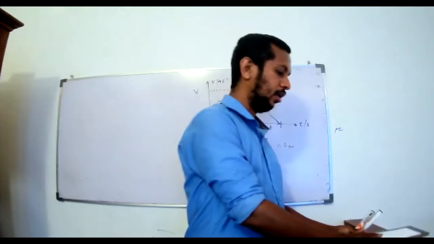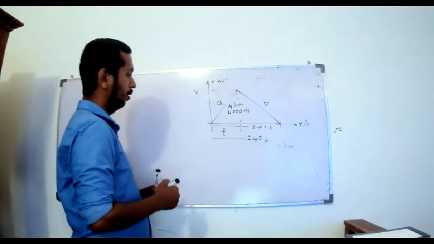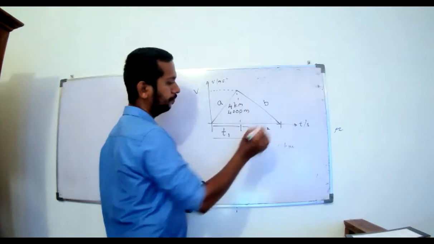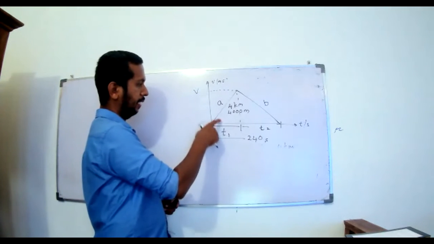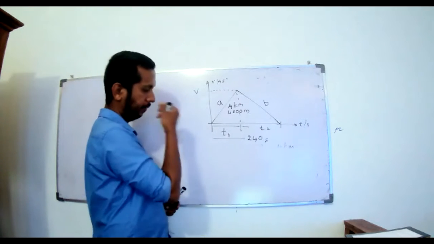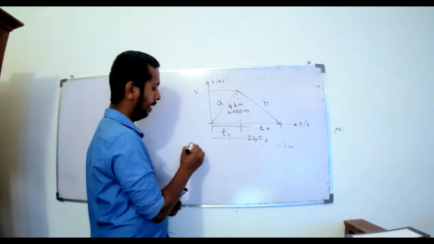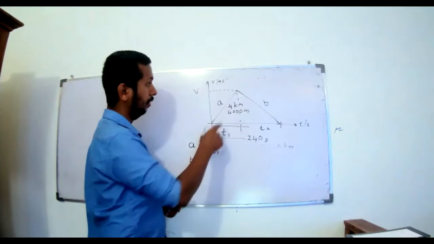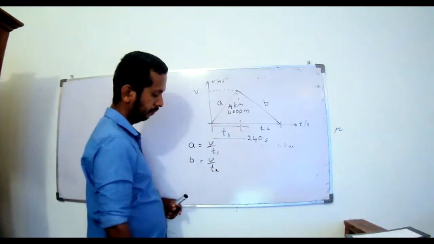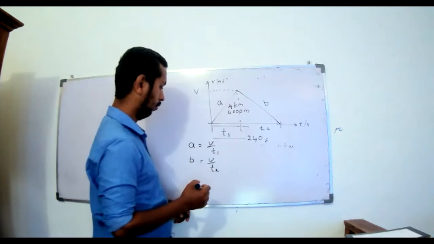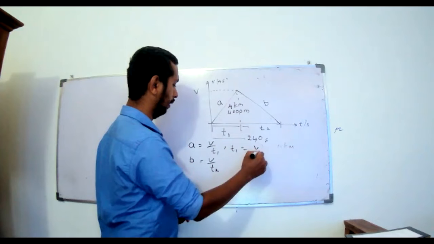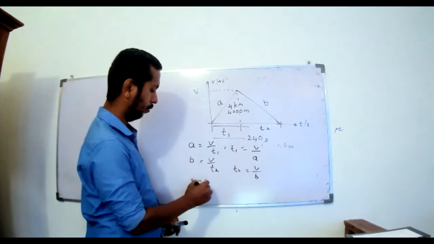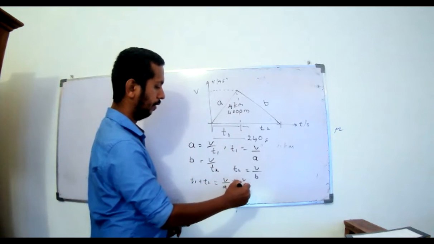We are asked to show that 1 over A plus 1 over B equals 7.2, right? So I am going to take the times as T1 and T2. The time under acceleration is T1, and under deceleration is T2. A is equal to the gradient, V over T1, and B is equal to V over T2. So T1 is equal to V over A, and T2 is equal to V over B. Then T1 plus T2 is equal to V over A plus V over B.